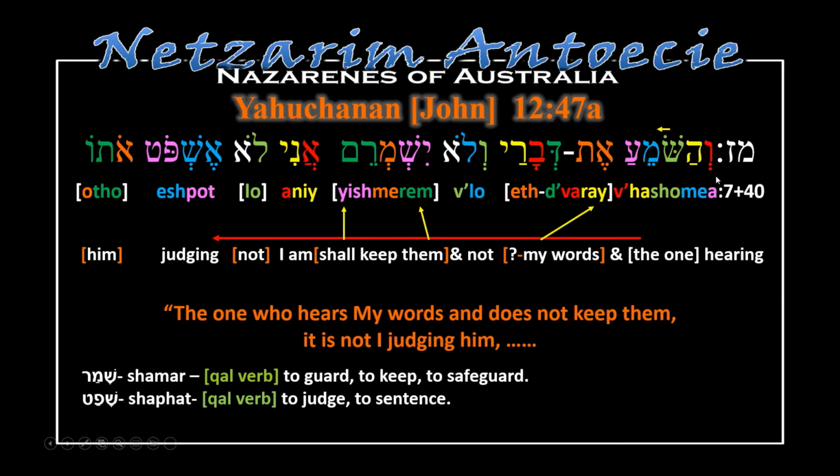Let's now read that. Ha-Shomea, the one hearing, Et, grammar marker, Devarai, or Devarei, meaning my words. The ending is often said as an AI, but we can say it as Rei or Rai. Very, very similar. And it means my words.